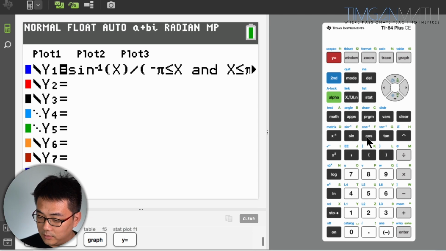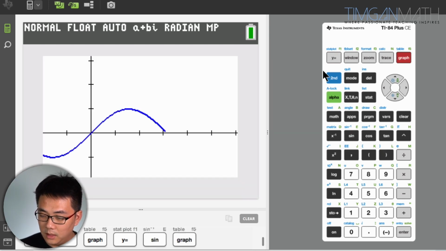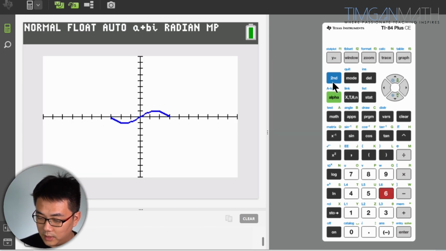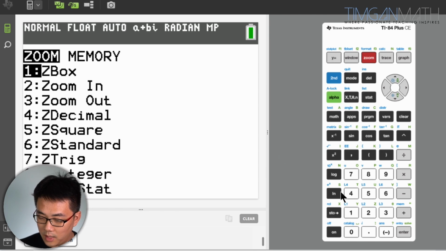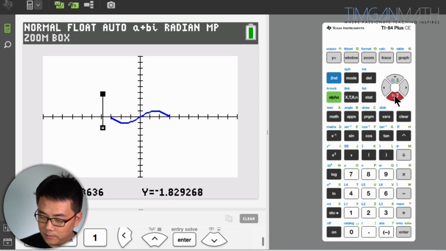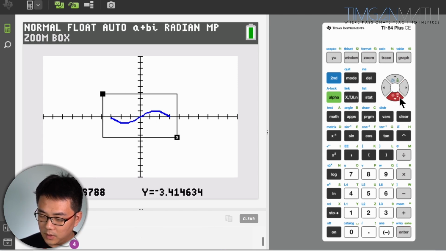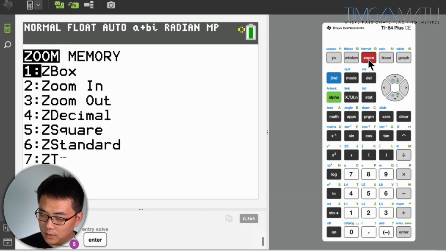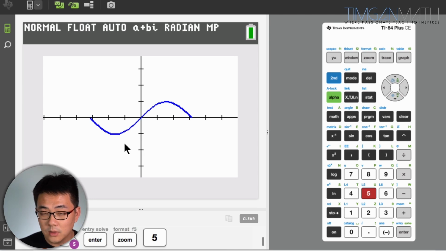So this is sine, not sine inverse. Maybe I'll zoom standard first, then zoom square, zoom box. Zoom box will be roughly here, to here, to here. Just enter it, zoom box here, zoom square. So this is the graph here. Now, with the aid of a sketch, just sketch this curve here. I think this is pretty okay.